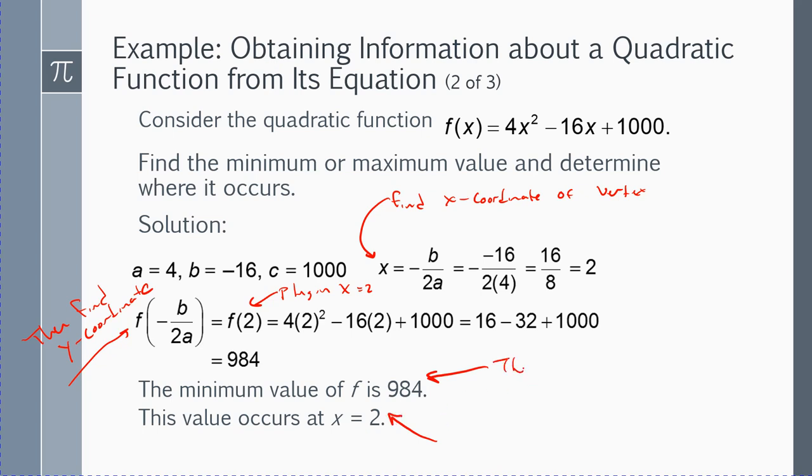So just so we're clear, the y value here is the minimum value. So if a question says, what is the minimum value? Don't put the coordinate, you just put the y value. And then if it asks you where it occurs, then you would put at x is equal to 2.